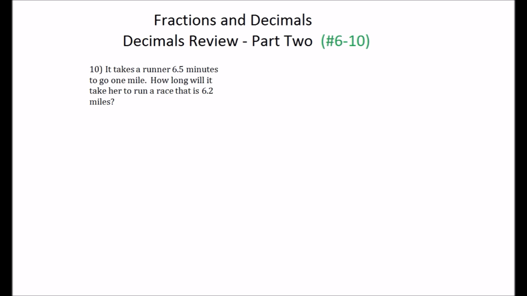Alright, and here we go, last word problem on the review, number 10. It says, it takes a runner 6.5 minutes to go 1 mile. How long will it take her to run a race that is 6.2 miles? And of course, we're assuming that she can keep up that rate of 6.5 minutes for every mile, that she's not going to get really tired or anything. But again, as I look here, I see 6.5 minutes and 1 mile, and those are being compared. So this is a rate that I think is going to help me.